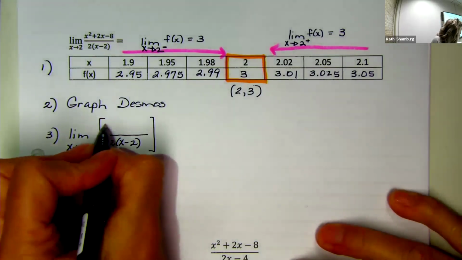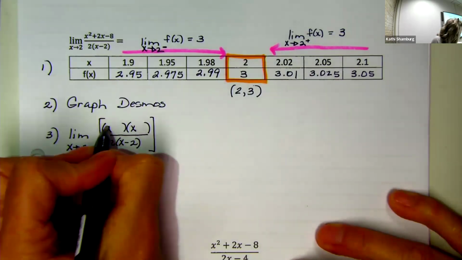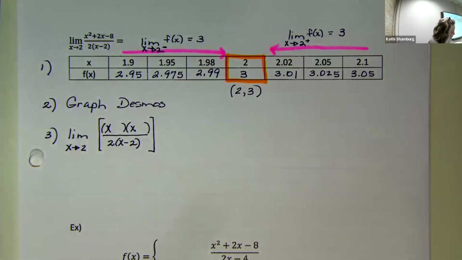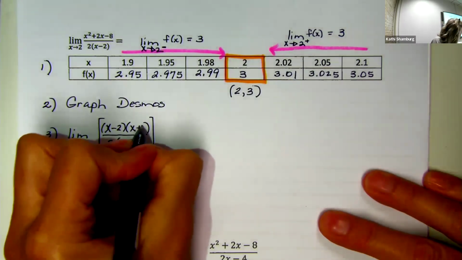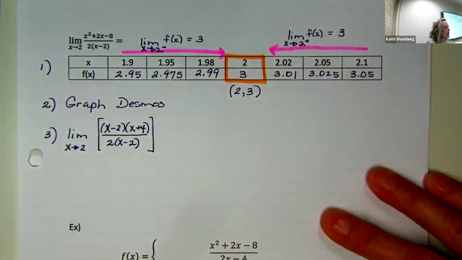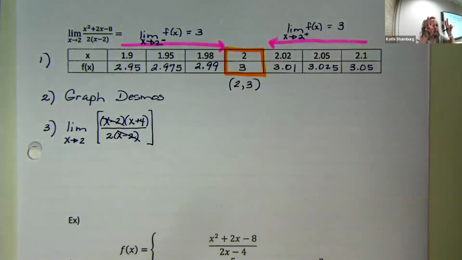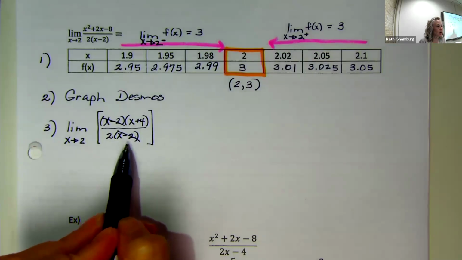Trinomial, descending order, leading coefficient 1. So all I have to ask myself is, what are two numbers that multiply to give me -8 and add together to give me +2? -2 and +4. Now, how is that beneficial? That is called removing the hole. Because when we substitute a 2 in here, it creates that hole in the graph.